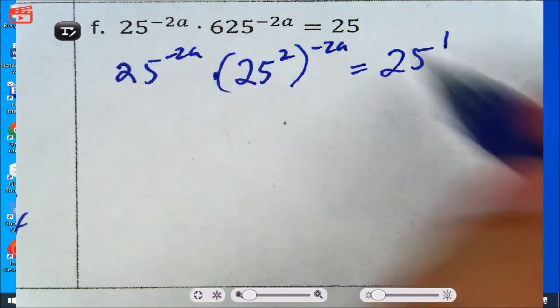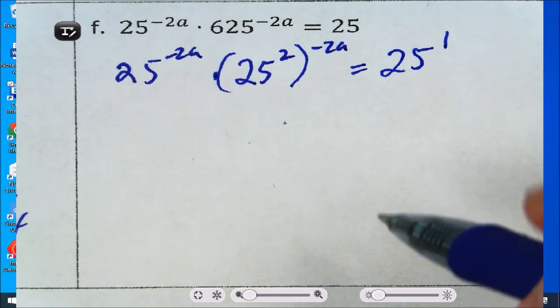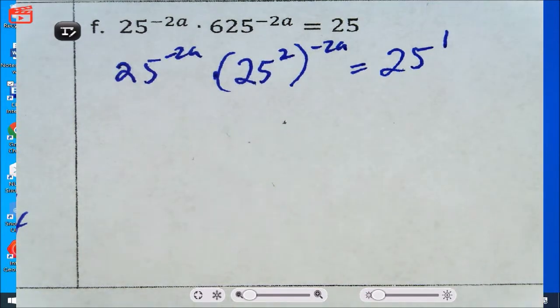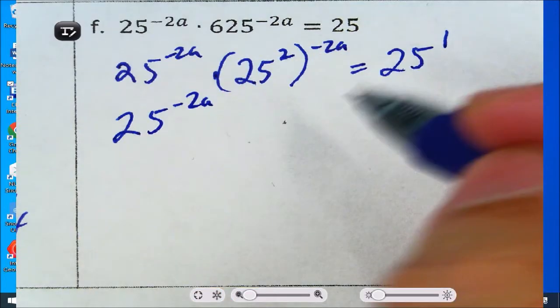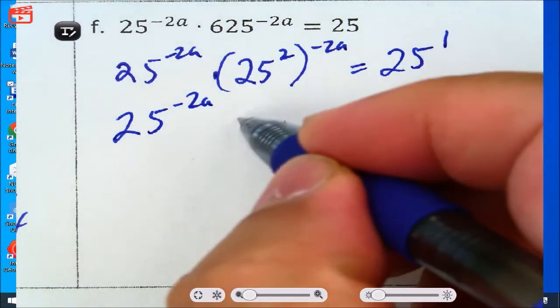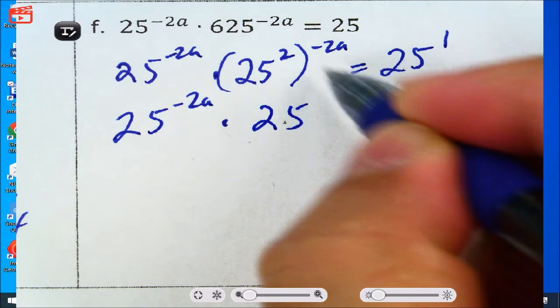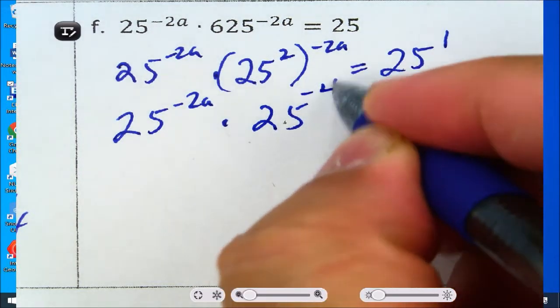Okay. By the way, with a lot of these, if you skip some of these steps, great! Do it. Skip some of these steps. I find all these steps annoying. Alright. So 2 times negative 2a is negative 4a.